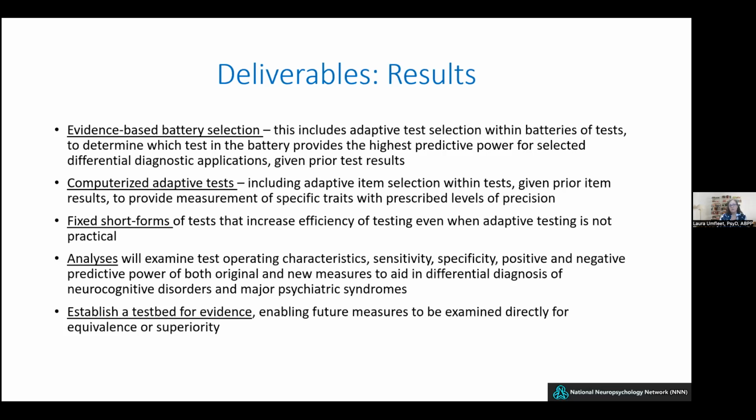So out of this project, we hope that you can do more evidence-based battery selection. Why give all of these tests? Do you actually have to give this next test, or do you have enough information so you can make a proper diagnosis? Maybe we can put together some computerized adaptive tests too. Fixed short forms if you can't do computerized adaptive testing. And then analyze the data that we get, hopefully to help with new measure development.